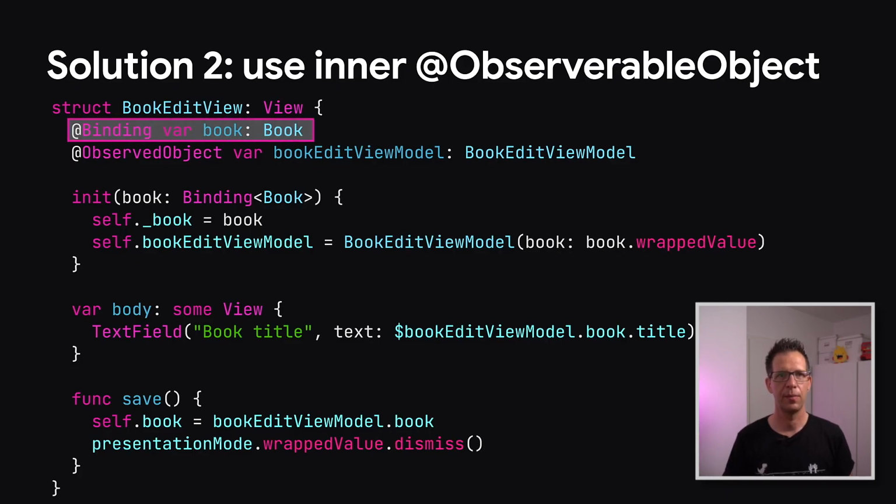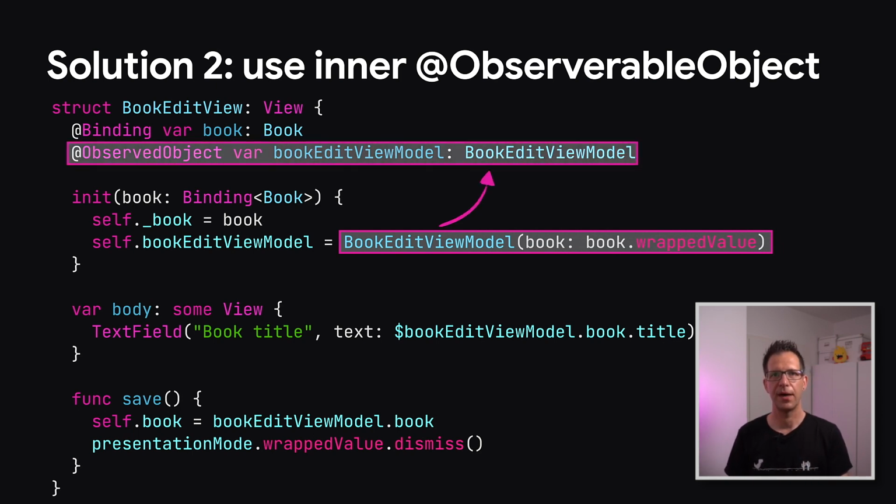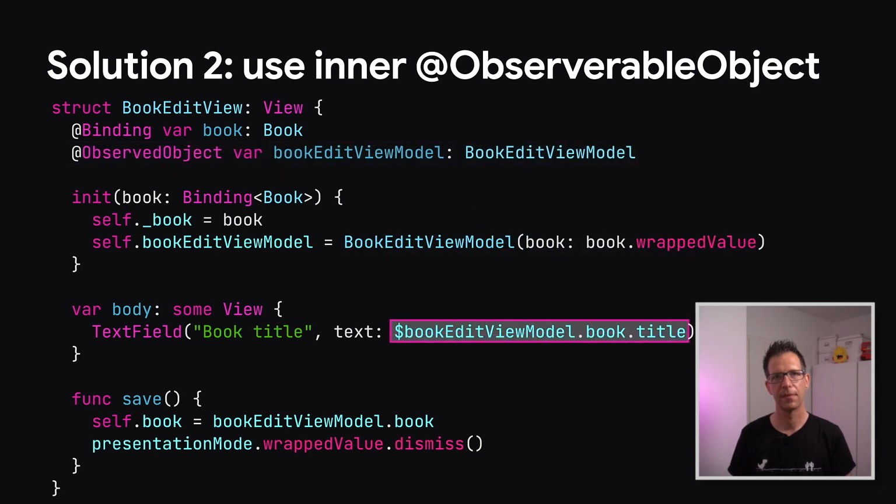So here is one solution. Let's use an inner observable object. So here we've got the binding so that the caller can pass in the binding to a book, just like before. Then in the initializer, we create a new book edit view model using the wrapped value of the binding. And this is an observed object, so we can bind UI elements to it. Now, instead of binding our UI elements to the original binding, we bind them to the observed object. And any changes that a user makes in the UI will no longer be applied to the original binding, but to the observed object. And that means they're now local.